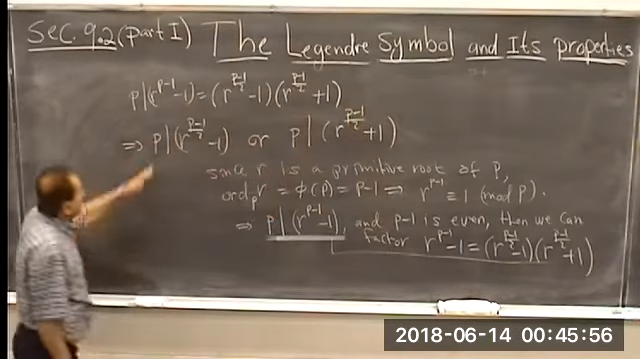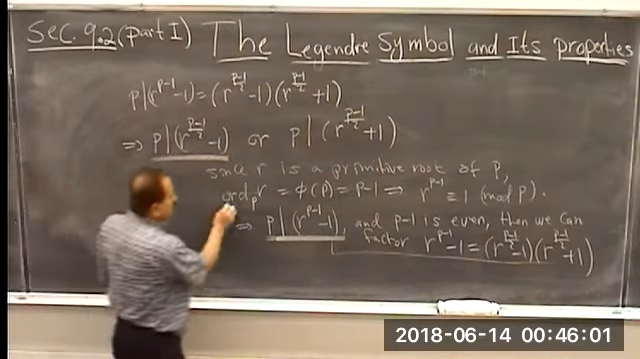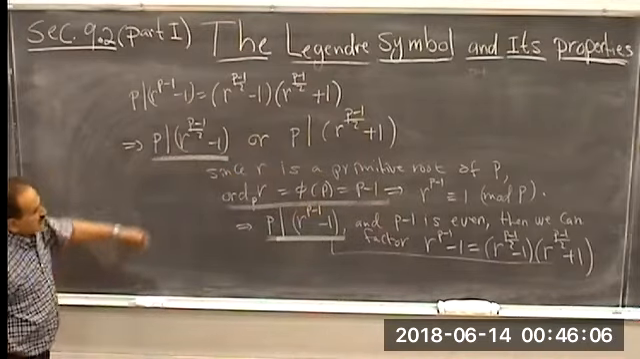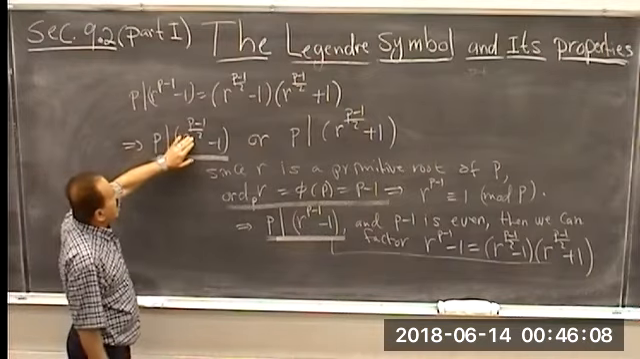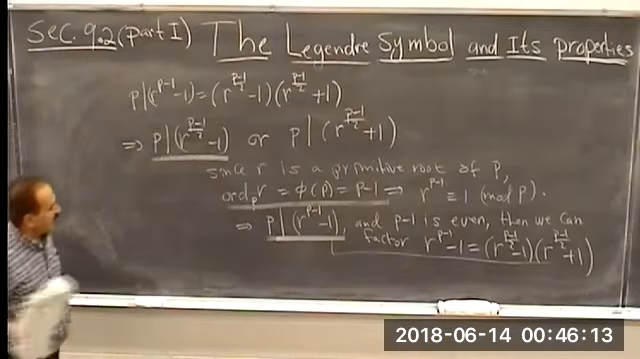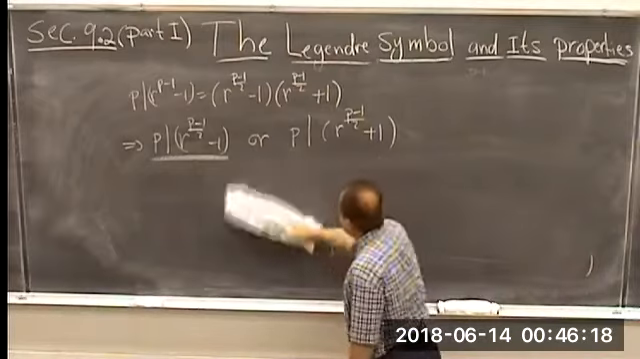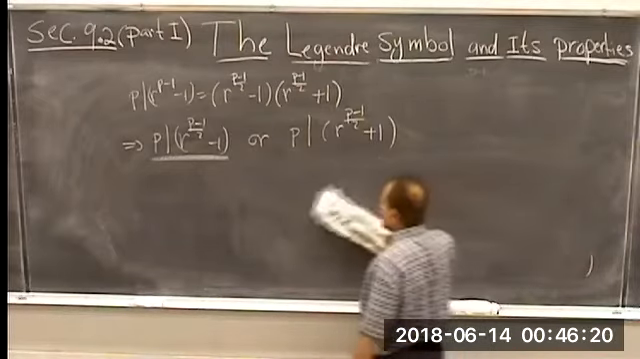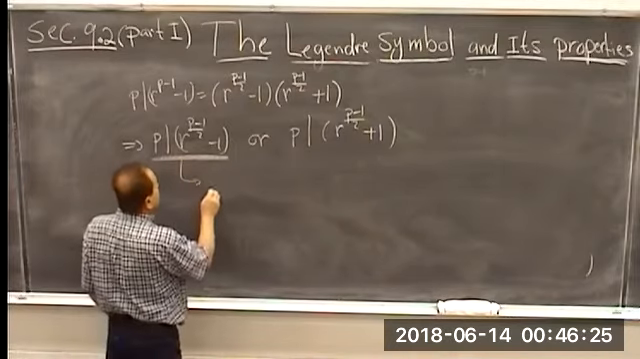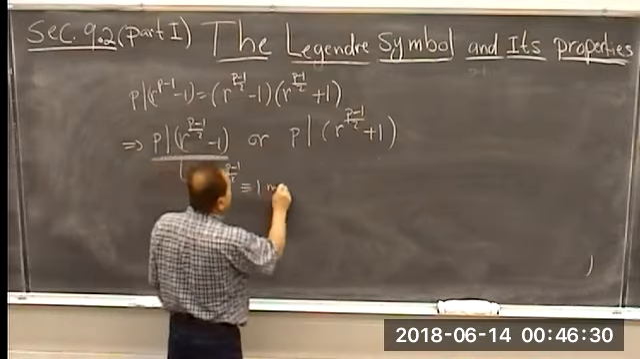Well, the third factor cannot, this is not possible because the order of R is P minus 1. There is no smaller exponent that actually makes this divisible. Okay, so let me write it down. This is equivalent to saying that R to the (P minus 1) over 2 is congruent to 1 mod P.